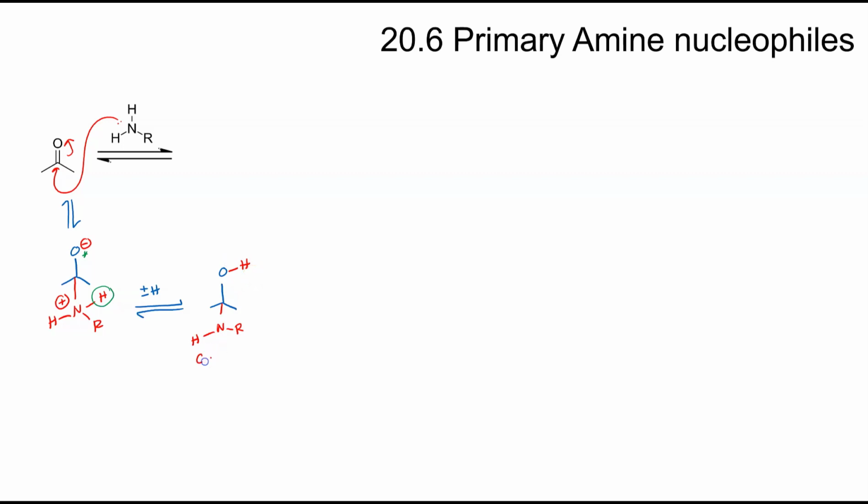This is a carbinolamine. And usually these reactions are done in the presence of some sort of acid. So this oxygen can grab a proton, and that is now protonated. And as you recall, water is a good leaving group. In this case, nitrogen can form a double bond to carbon and kick the water off. So it's going to do that.